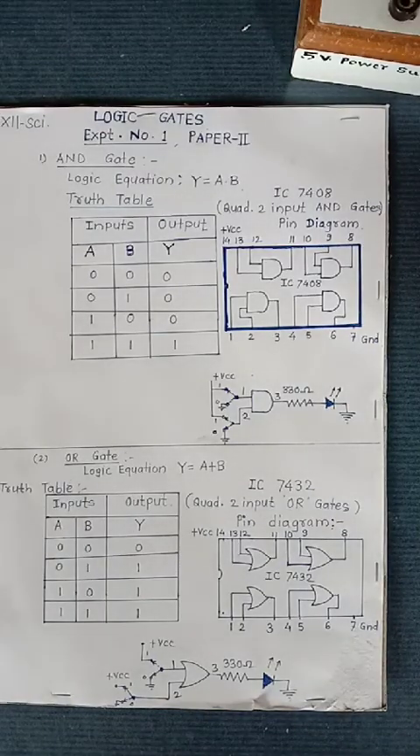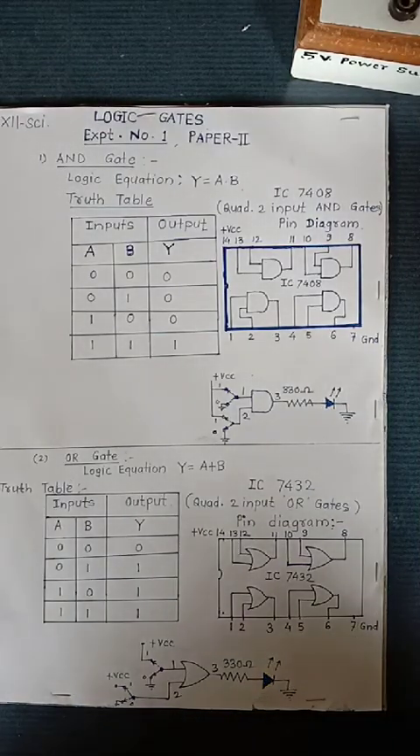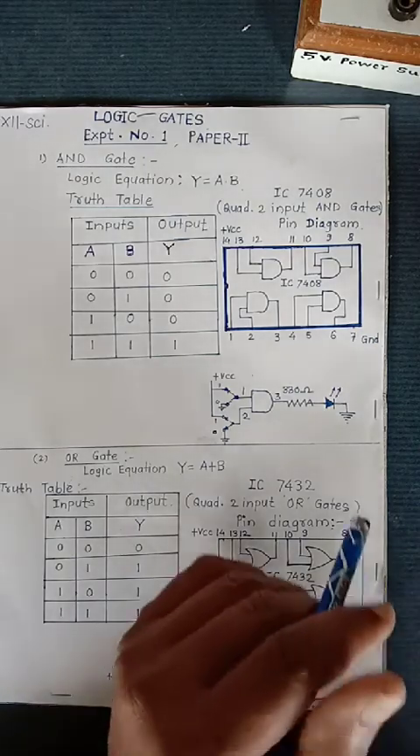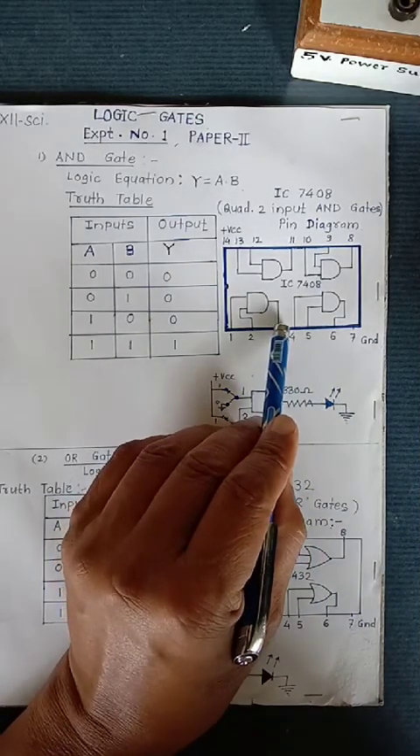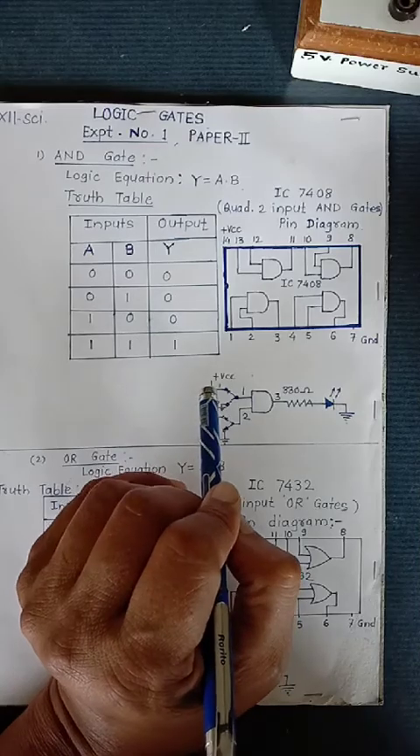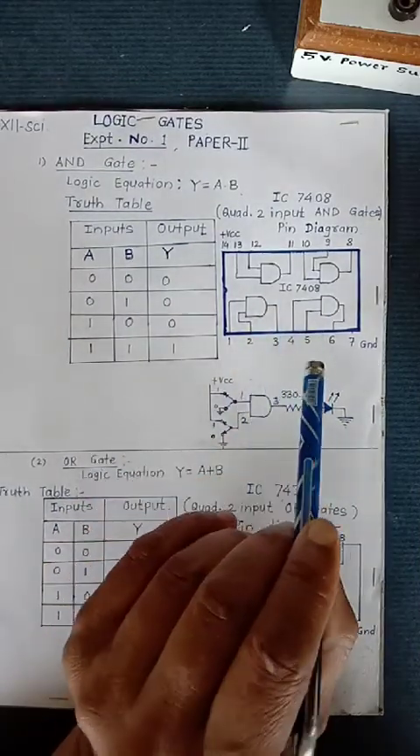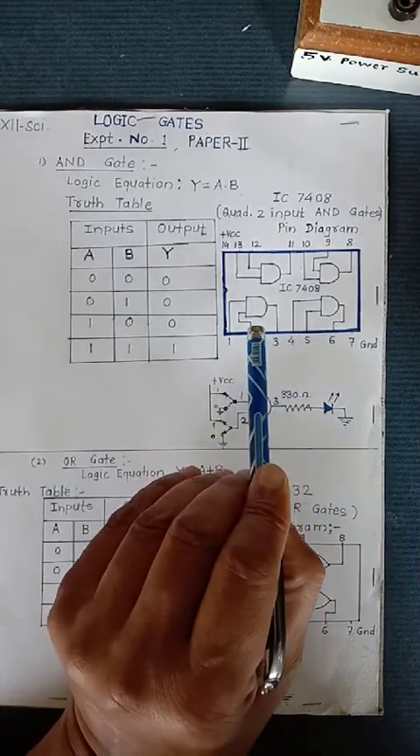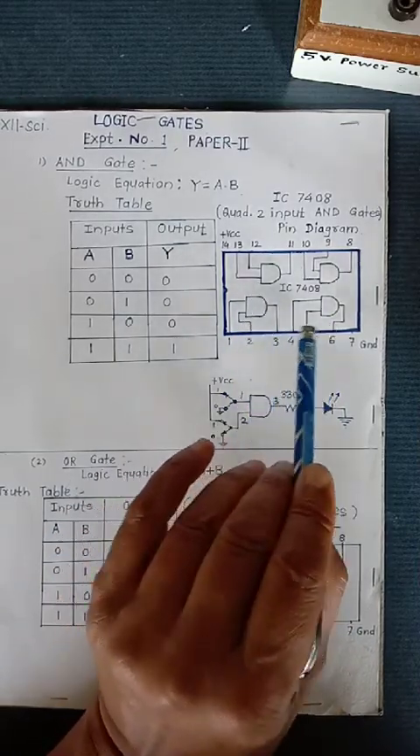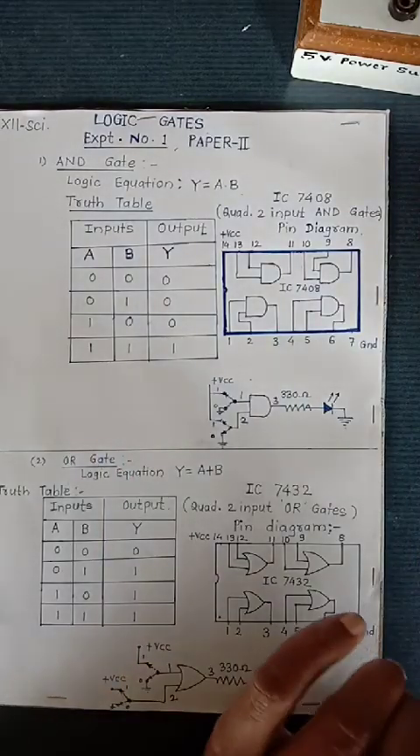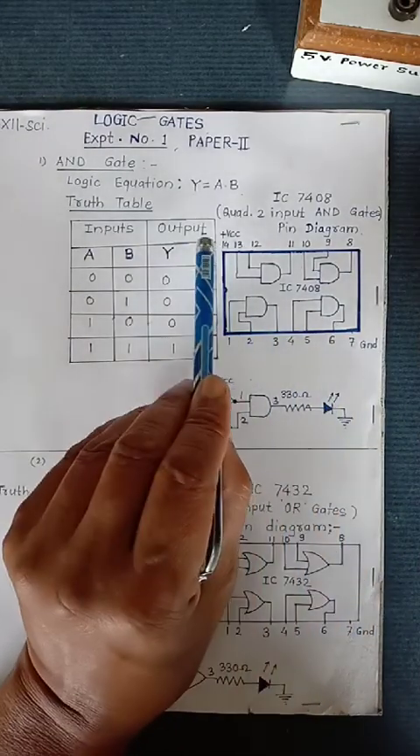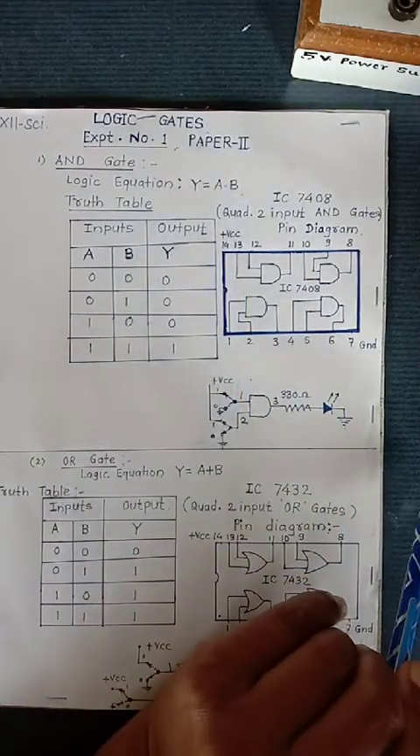Hello students. Yesterday we studied the AND gate and we used IC 7408. This IC 7408 can be used to perform the AND gate function. IC 7408 is a quad 2-input AND gate. Quad means 4, so this IC consists of 4 gates: 1, 2, 3, 4. Pin number 7 is for ground and pin number 14 is for plus VCC.